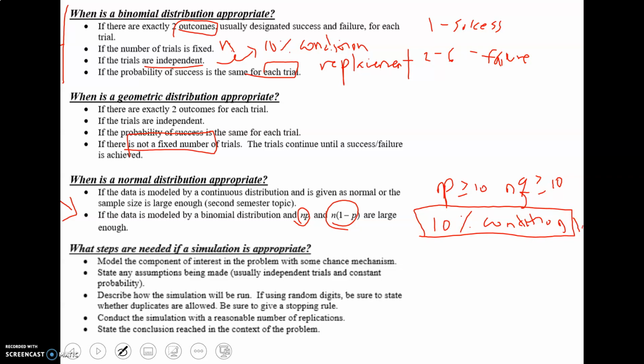Then you could use a normal approximation for the binomial distribution. And for the binomial distribution, the notation was this: B(n, p). And the normal was this, right? Mean and the standard deviation.